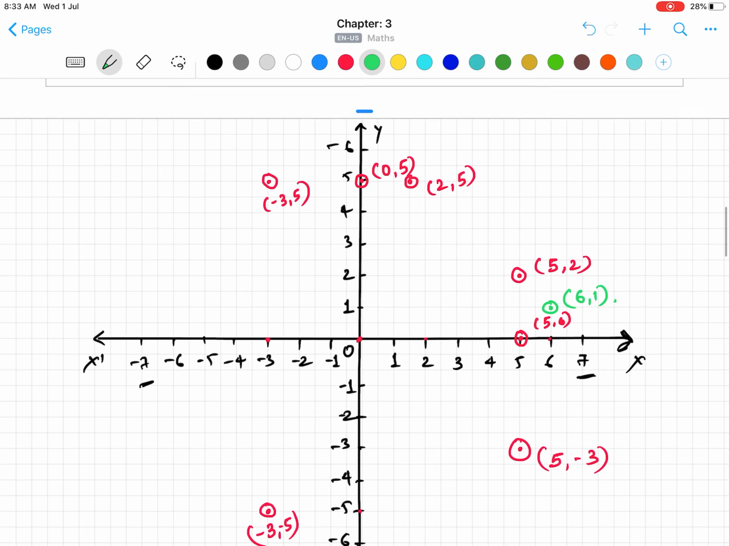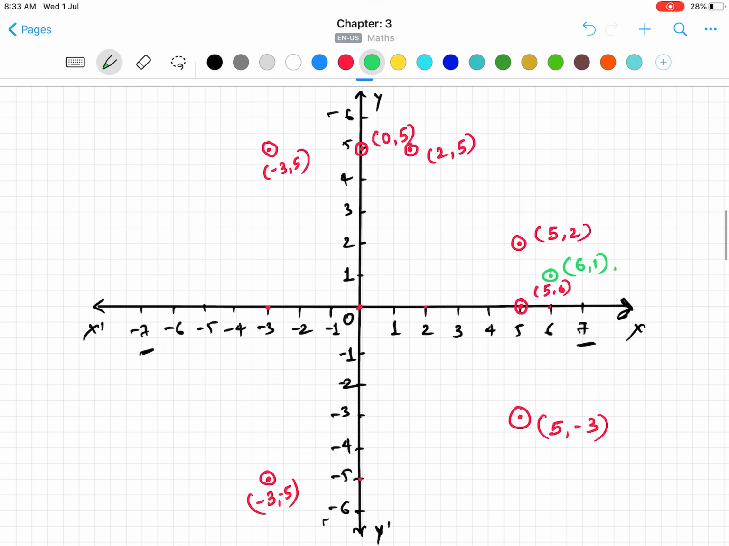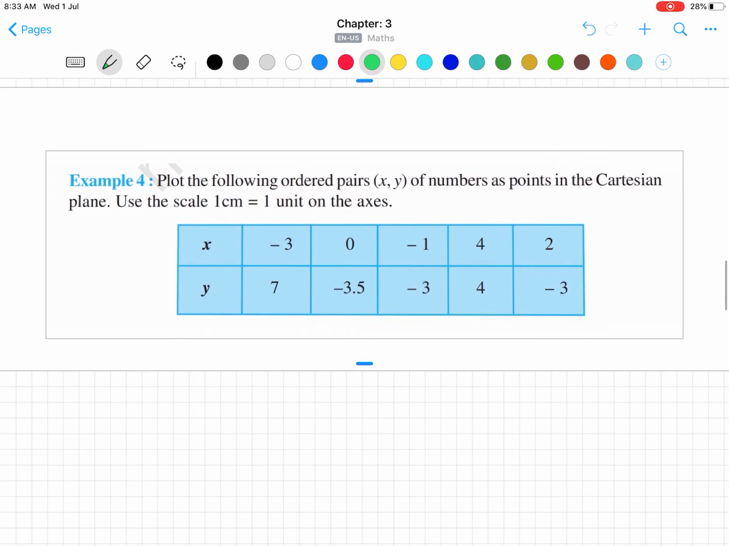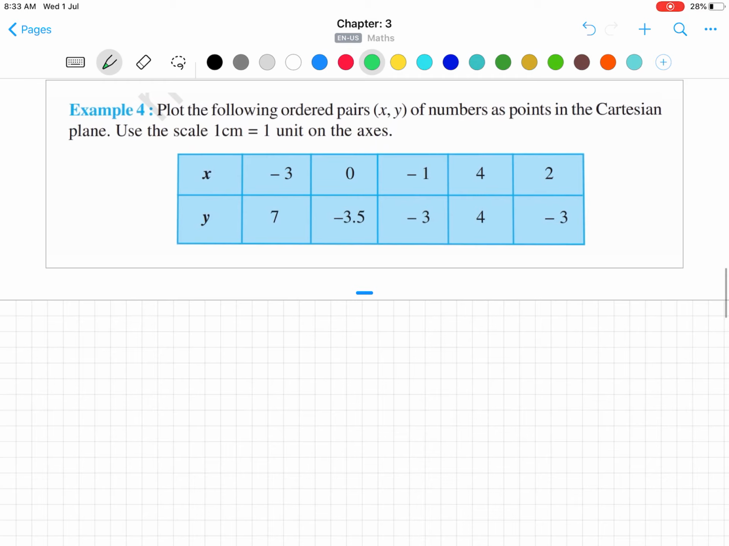So that's how we can represent any point if its coordinates are given in the xy plane or Cartesian plane. Okay, I hope it's clear to you. Moving to the next example, we have example number 4. It says plot the following ordered pairs (x, y) of numbers as points in the Cartesian plane. Use the scale 1 centimeter equals 1 unit.